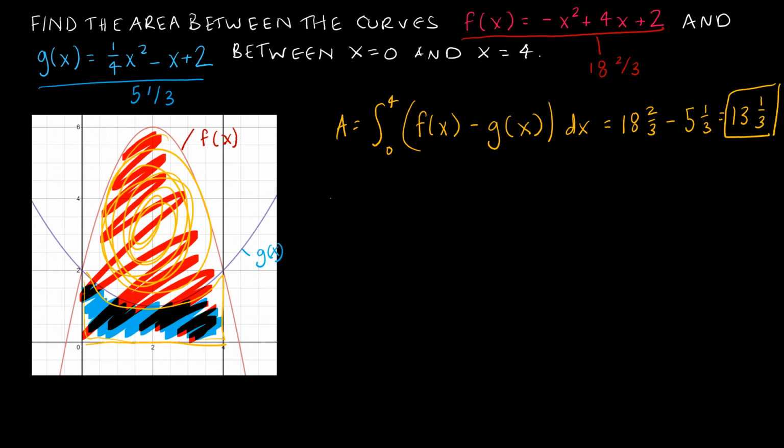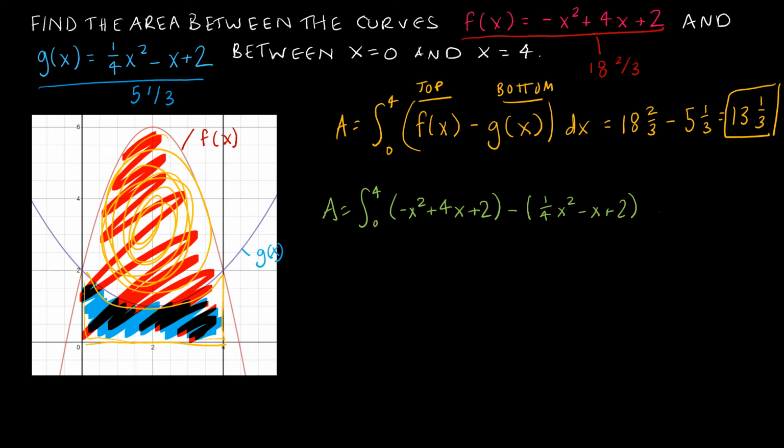So we will start again to find the area, integrating from 0 to 4, of f of x, and f of x, I should point out to you, is always going to be the one on the top, whereas g of x should always be the one on the bottom, again, if we are integrating with respect to x, which we are. So here I'm going to take negative x squared plus 4x plus 2 minus 1/4 x squared minus x plus 2 dx.